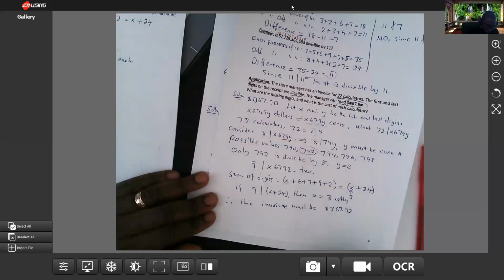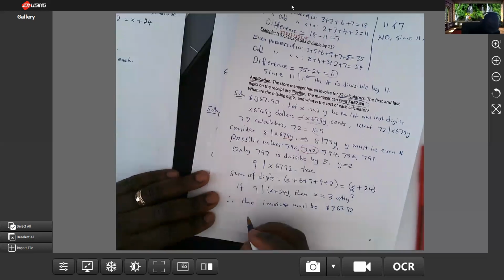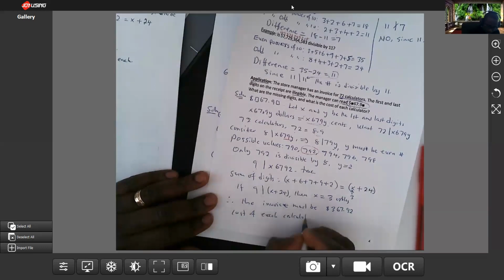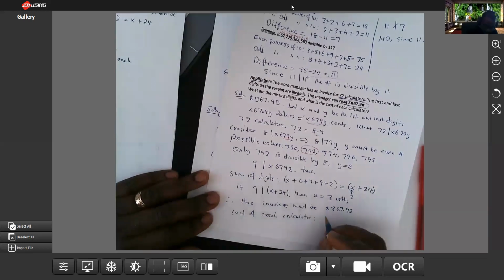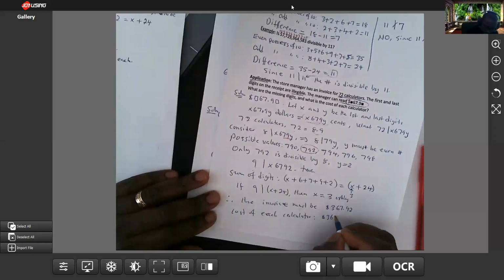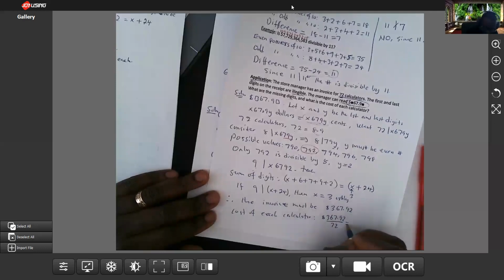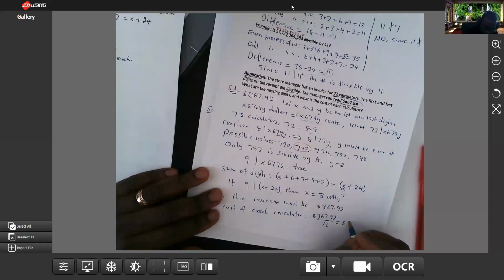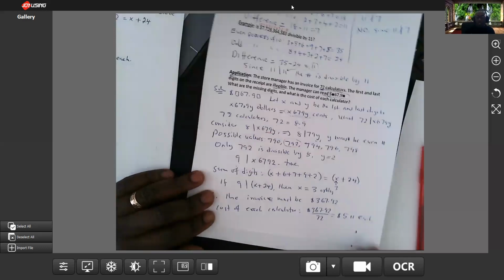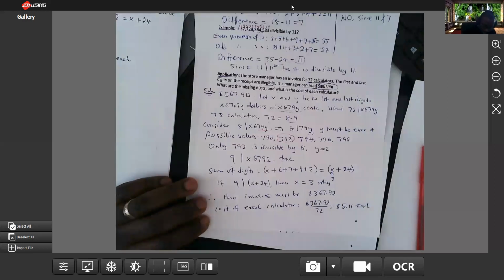Then what is the cost of each calculator? You divide this by 72. So use your calculator. That comes to $5.11 each. $5.11 each. That's the answer.